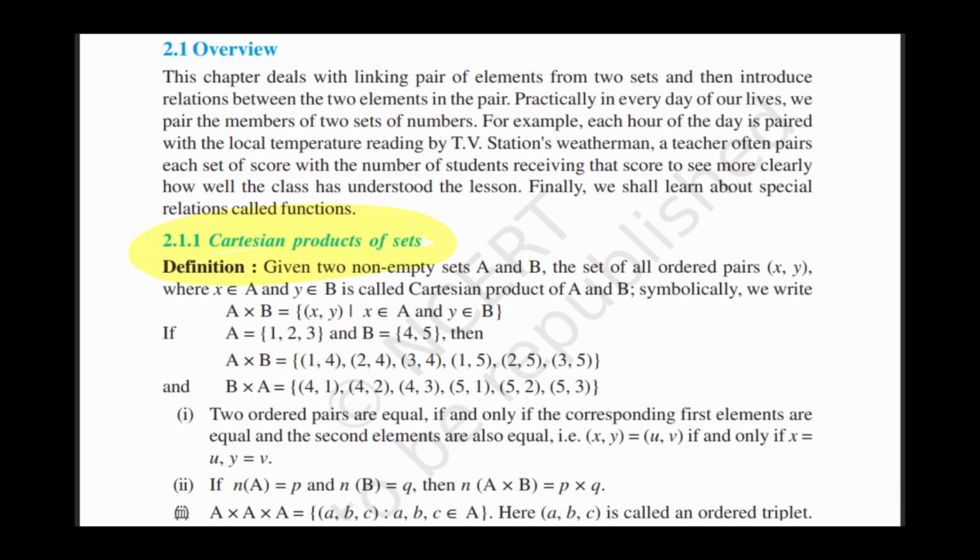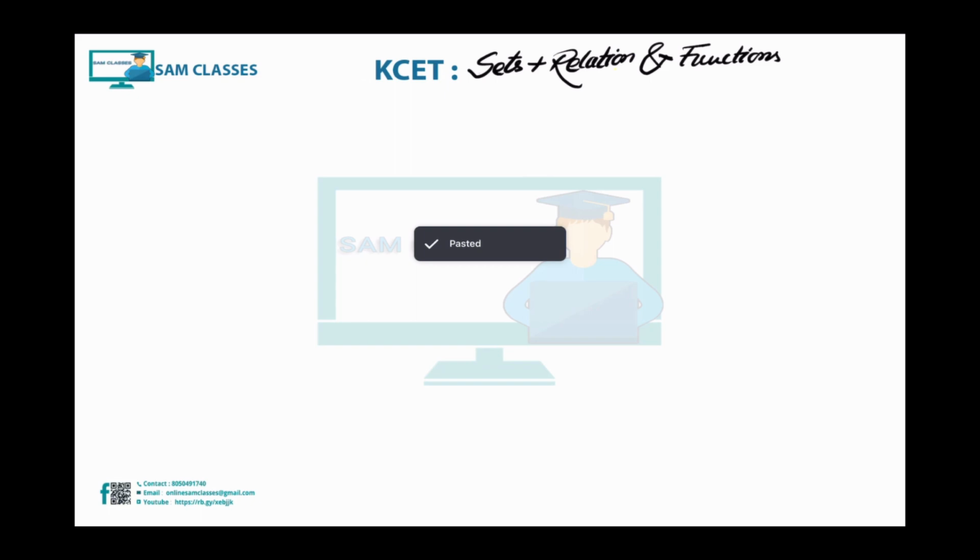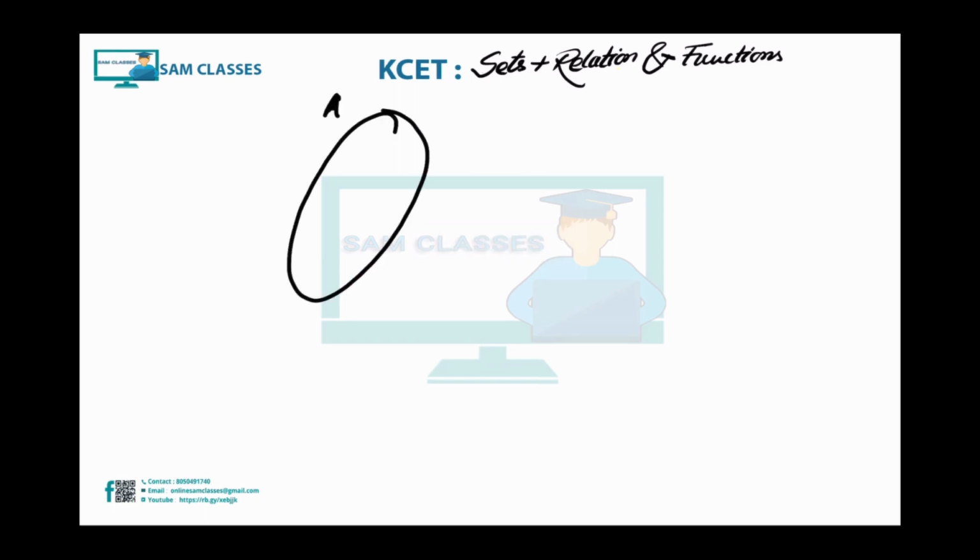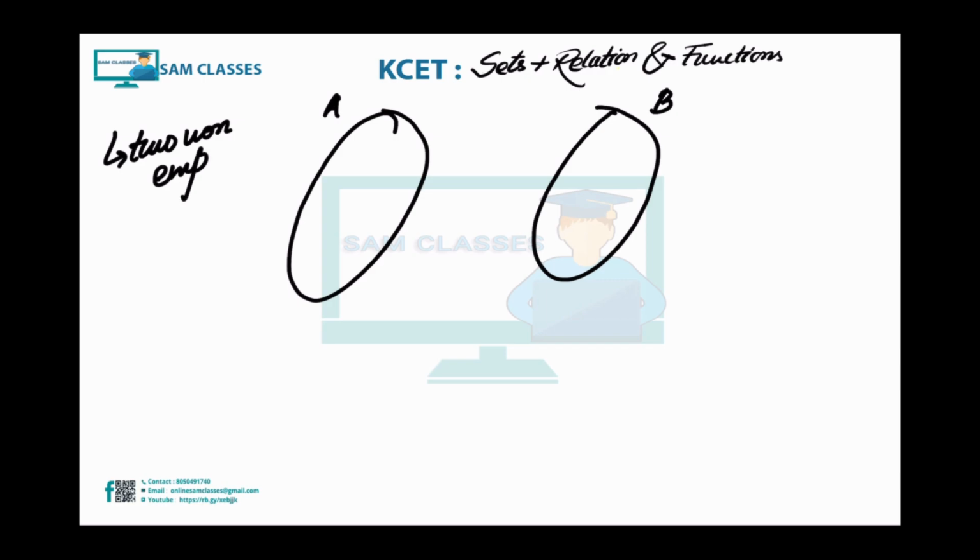So in the Cartesian product of sets, let's say they have given us two sets, set A and set B. The first condition they have stated is that these are two non-empty sets.